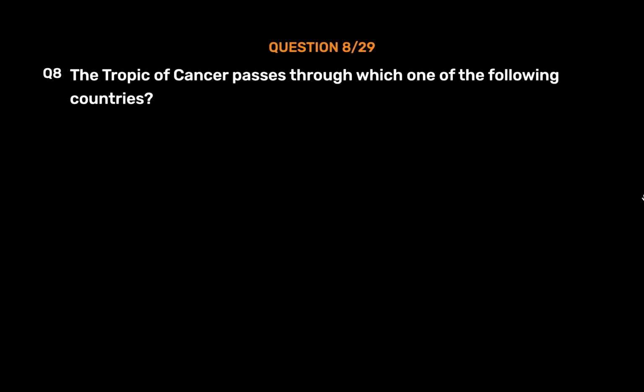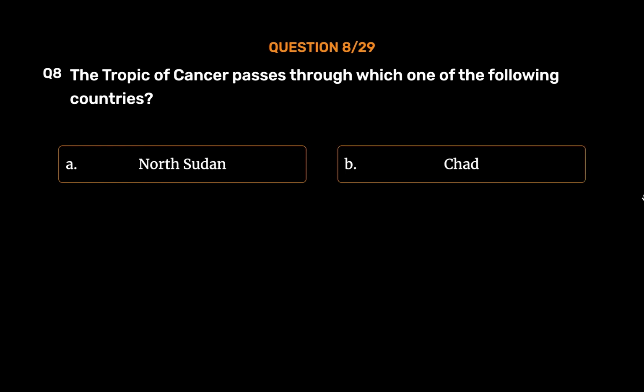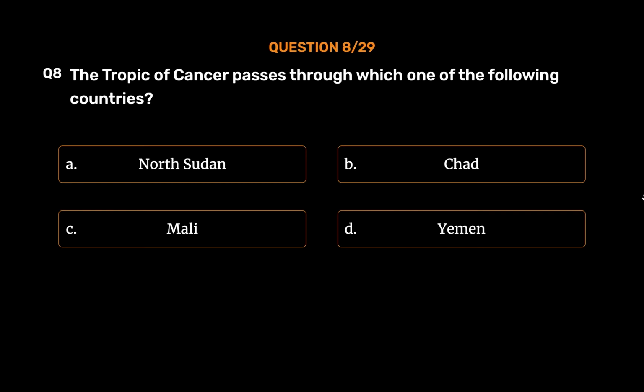Question number 8. The Tropic of Cancer passes through which one of the following countries? Option A. North Sudan. Option B. Chad. Option C. Mali. Option D. Yemen. The correct answer is Option C.